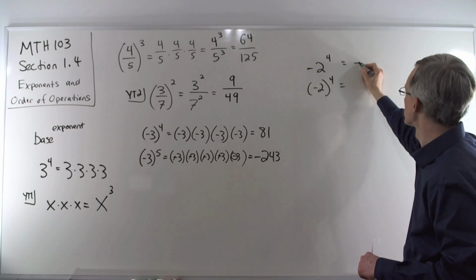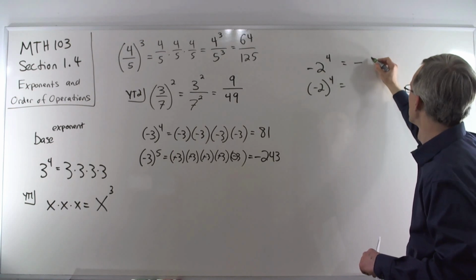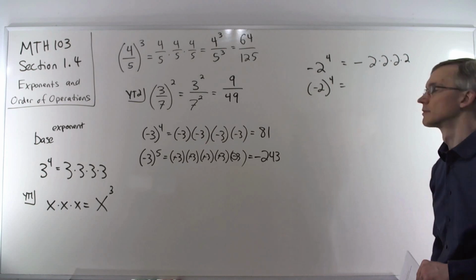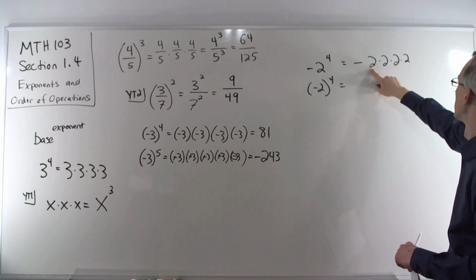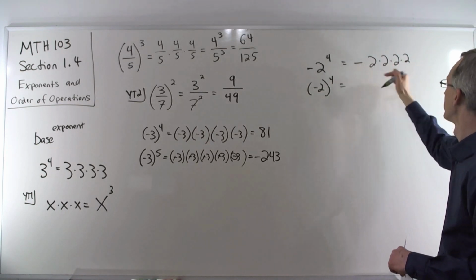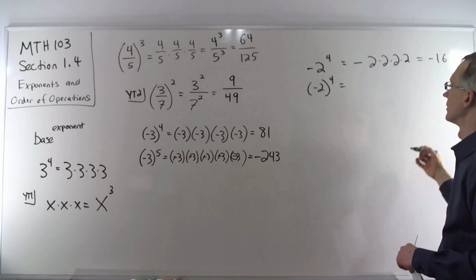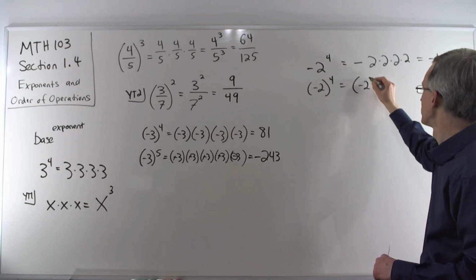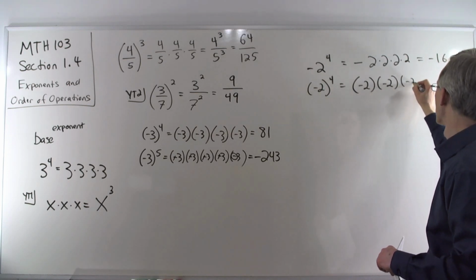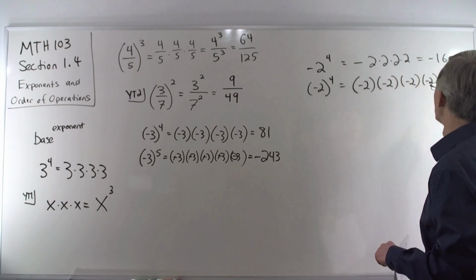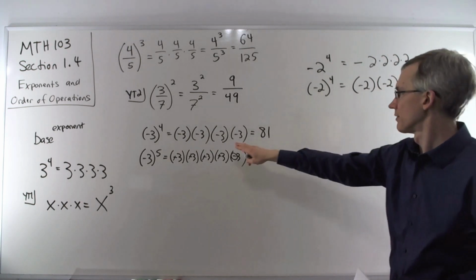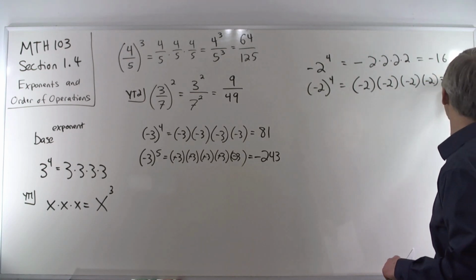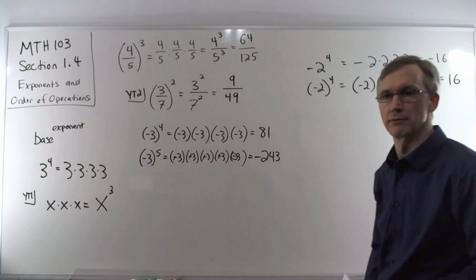So this expression can be written as negative times 2 times 2 times 2 times 2. So we multiply these out, 2, 4, 8, 16, but it's still negative. So we get negative 16 here. But with this expression, the base is negative 2. So this represents negative 2 times negative 2 times negative 2 times negative 2. Now, just like we saw over here, the negatives all cancel because we have an even number of negatives. And that one is positive 16.